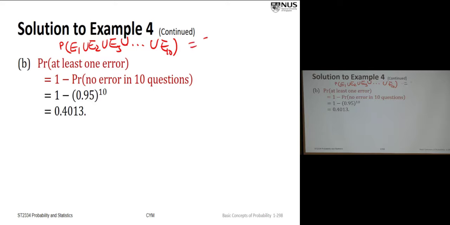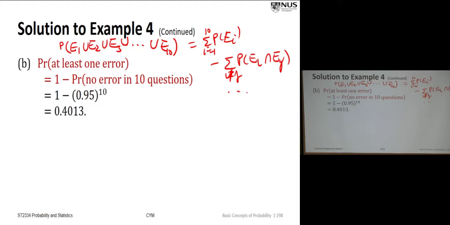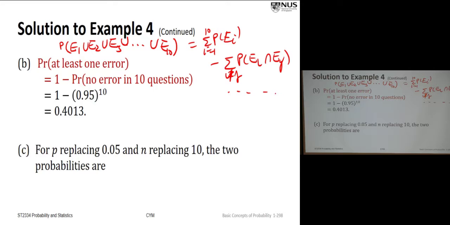I even hate to write it down, so complicated. I from 1 to 10. Minus summation of probability of Ei intersect Ej, where i is less than j, and so on. Wow. Think about it. So many terms that you have to evaluate. So we try another way. Okay? So in fact, if you recall, this one is nothing but just equal to the probability of the complement of all the intersection.